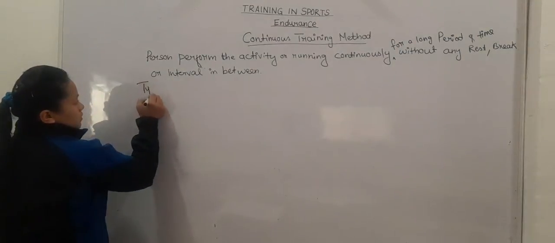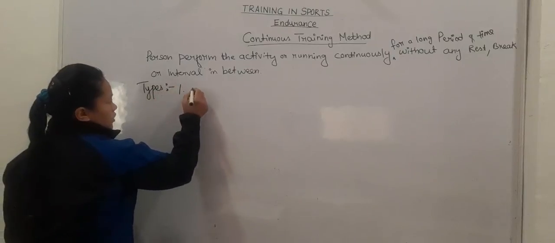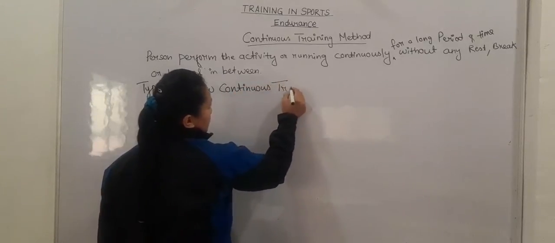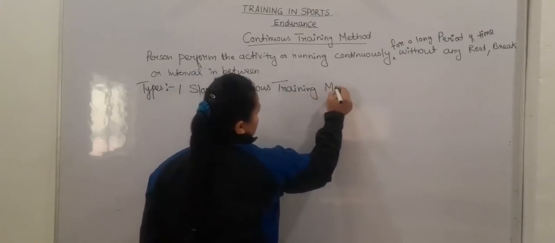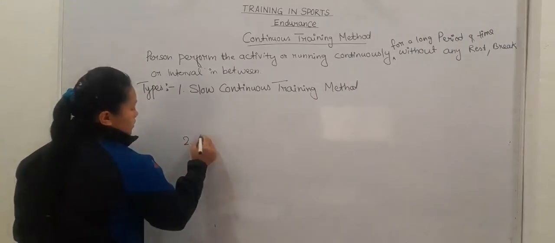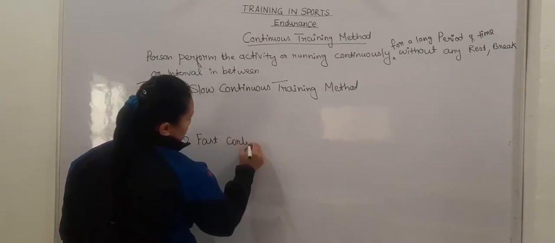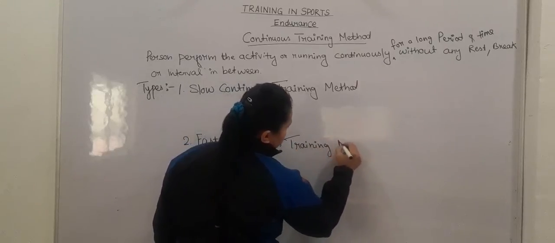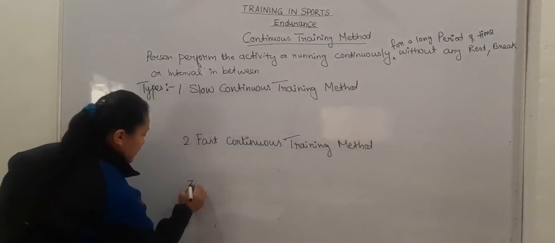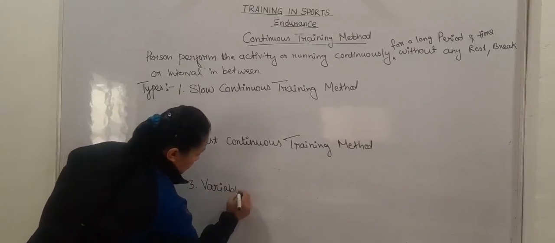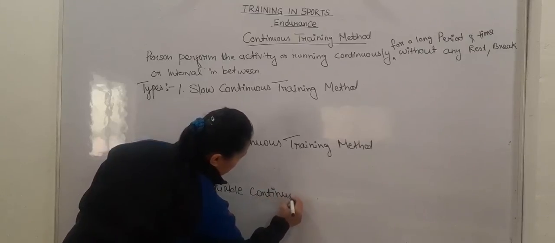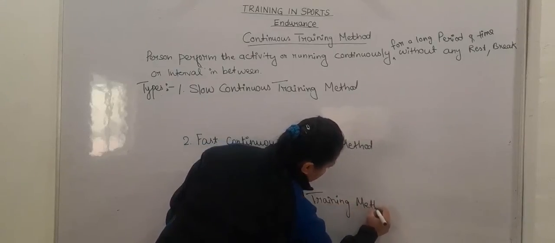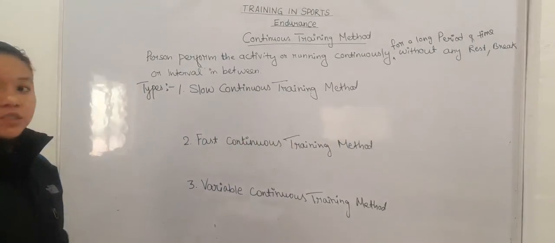Continuous training methods are of 3 types: slow continuous training methods, fast continuous training methods, and last, variable continuous training methods. These are the 3 types of continuous training methods.